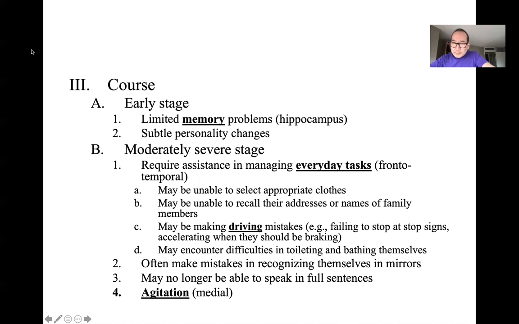They often make mistakes in recognizing themselves in mirrors, in the middle to latter part of the moderate stage. In the middle to latter part, they may no longer be able to speak in full sentences; it may be broken up into telegraphic speech. Around this stage, we may also see an increase in agitation, but it varies with individuals. Some don't demonstrate this, but others may demonstrate a certain degree of agitation, which may be a function of decreased impulse control, but also may just be a natural frustration with dealing with their symptoms.